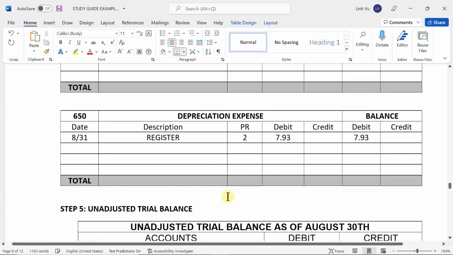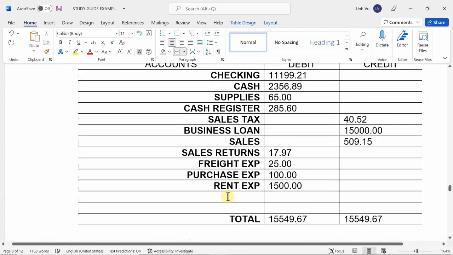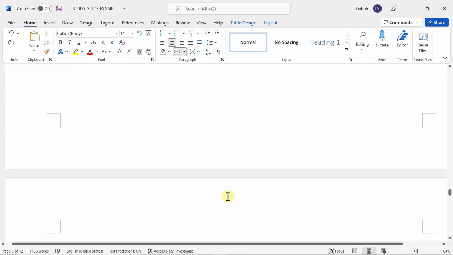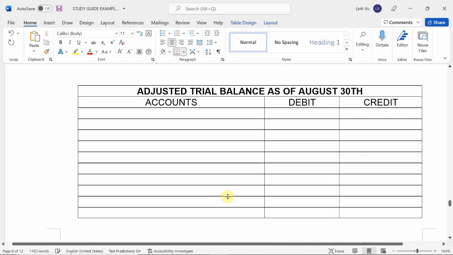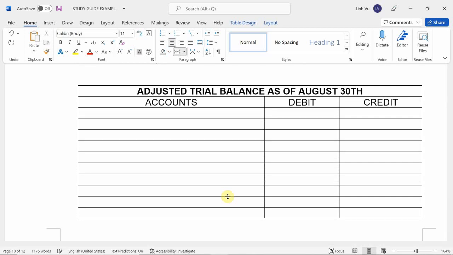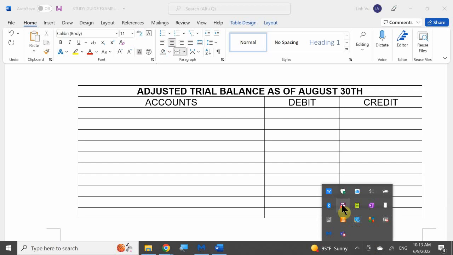I did my adjustment entries, I did all of them. So let's see. Here's my, okay, so I need to complete the adjusted trial balance here. What I'm going to do is stop here for a break, and then we'll finish the rest of this when we come back from the break, okay?